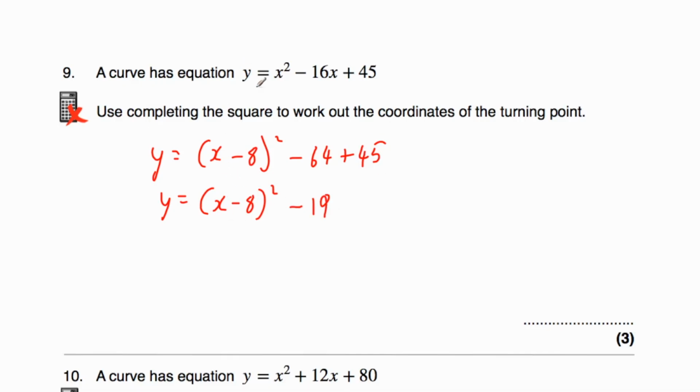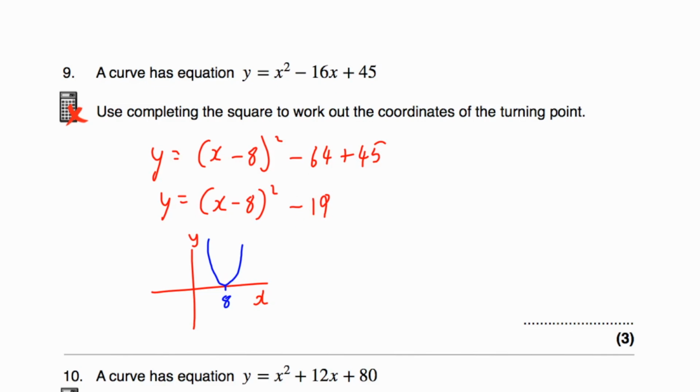So we've written our quadratic in the form y equals, and we've done completing the square. Now we're going to do our sketch, so let's have our x axis and y axis. And the quadratic graph would look something like this. And then inside the bracket, we've got minus 8. That means we're going to translate the graph 8 squares to the right. So that's going to be 8 on the x-axis there.